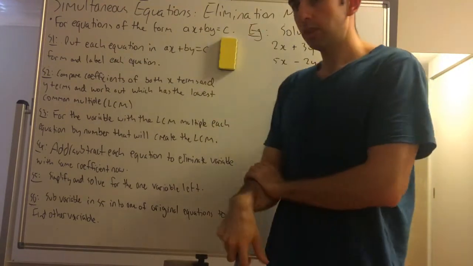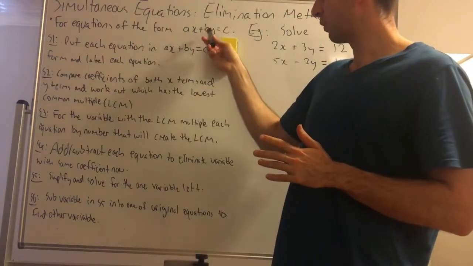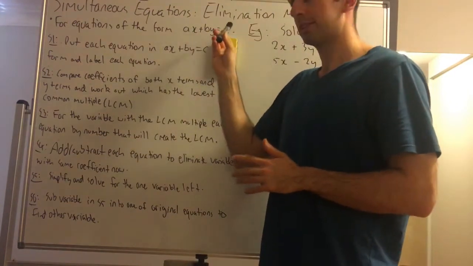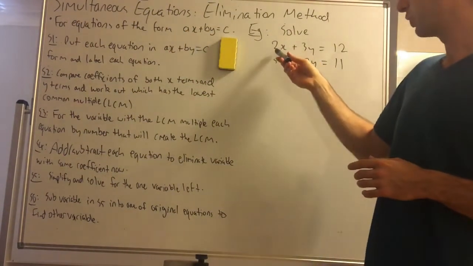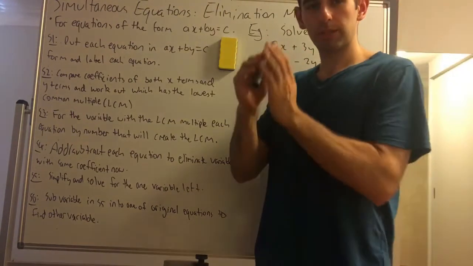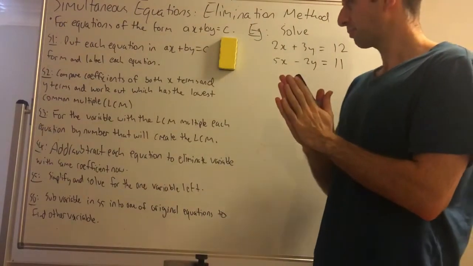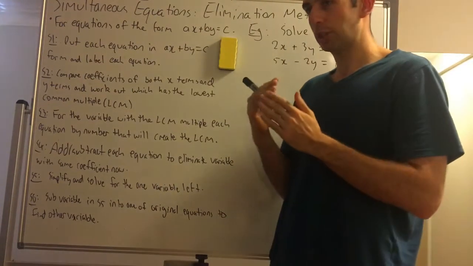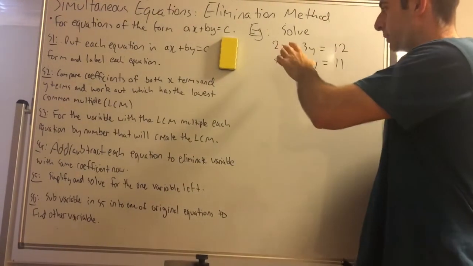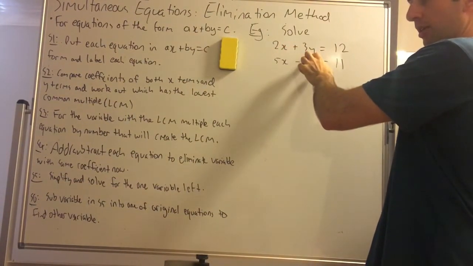This method is best for equations that are in this form: ax plus by equals c. An example is this equation, 2x plus 3y equals 12. So any form that has an x term plus a y term equals a number, the elimination method works best. Simultaneous equations means we have two equations in two unknowns.